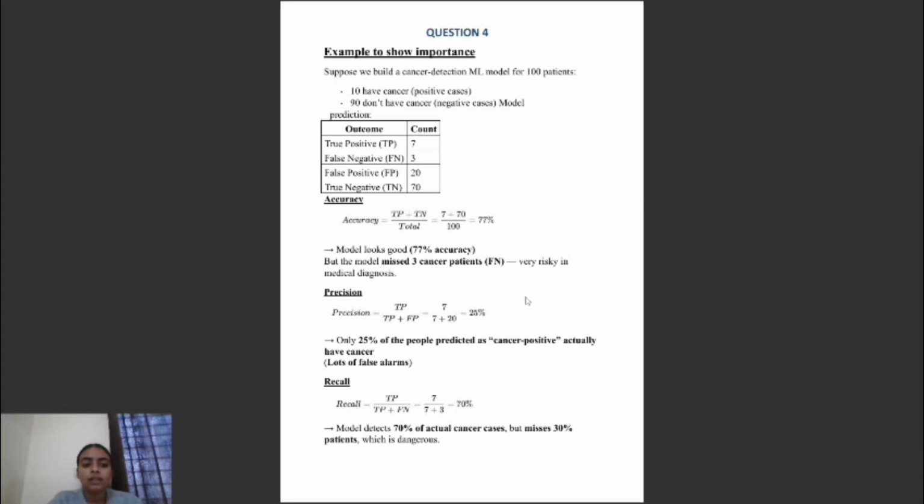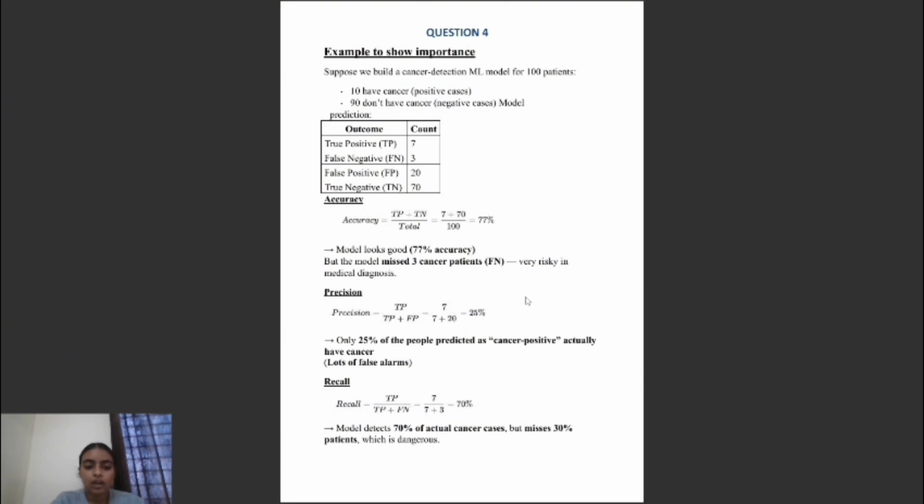Now let's take the example from the assignment to understand the importance of precision and recall. Suppose we build a cancer detection machine learning model for 100 patients. 10 patients actually have cancer, 90 patients do not have cancer. The model makes the following predictions: true positive is 7, false negative is 3, false positives are 20, true negatives are 70.